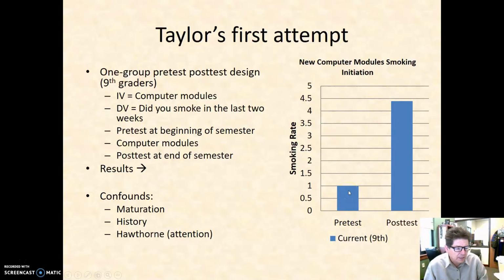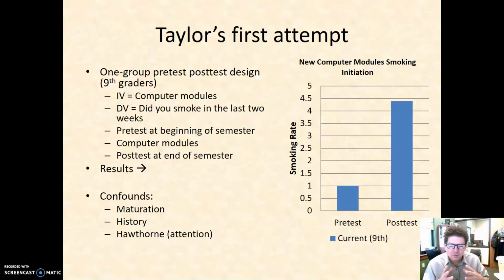But what we find is that at pretest, rates of smoking are quite low, but at post-test they're higher, right? And I guess one interpretation of this might be that engaging in these modules makes kids curious about smoking because the rates are higher at the end, and so they're trying it out more after they engage in these modules. Just because we posit the computer modules as a causal factor doesn't mean they can't have the opposite effect that we intend them to have.